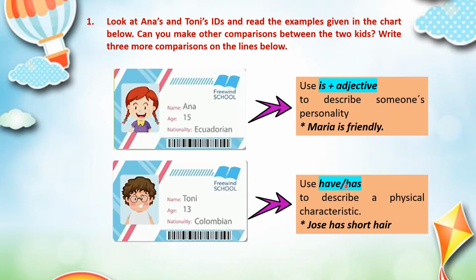Then we have in the second one the verb have or has to describe a physical characteristic. Una característica física. For example, Jose has short hair. Jose tiene el cabello corto. I could say I have long hair. Tengo el cabello largo, por ejemplo. Ok, estamos usando para describir una característica física.